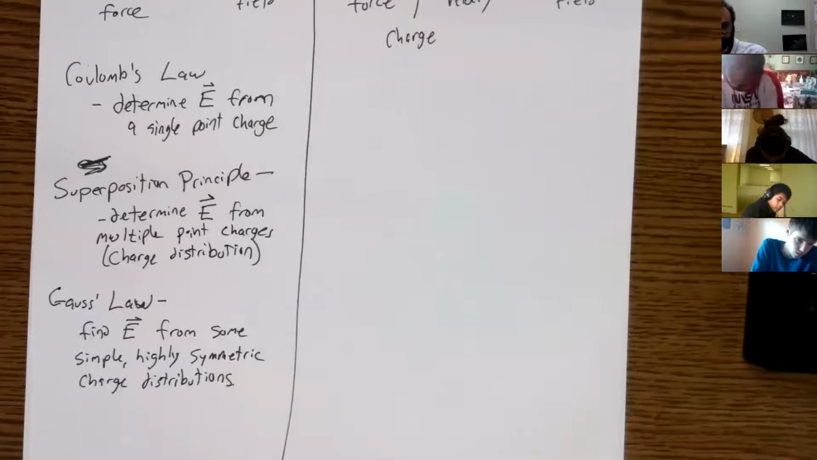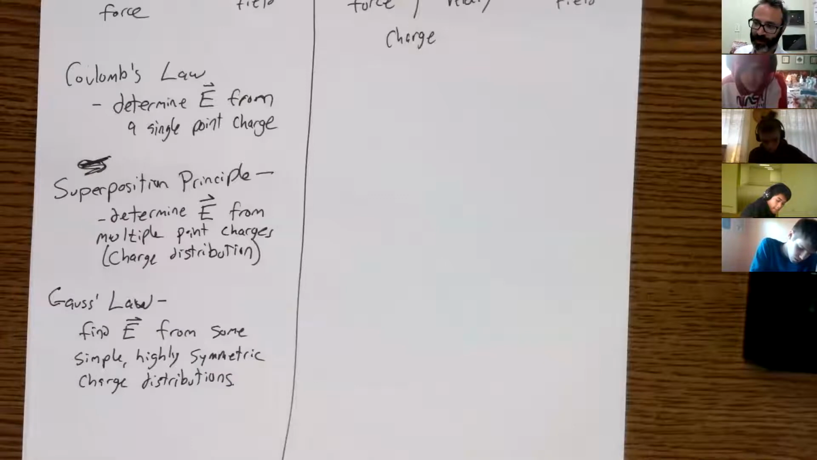So Gauss's law will help us find the electric field from things like a uniformly charged sphere or an infinite plane of charge, which you might be like, well, why would we ever want to do that? But that ends up being useful actually in a bunch of pretty common situations.